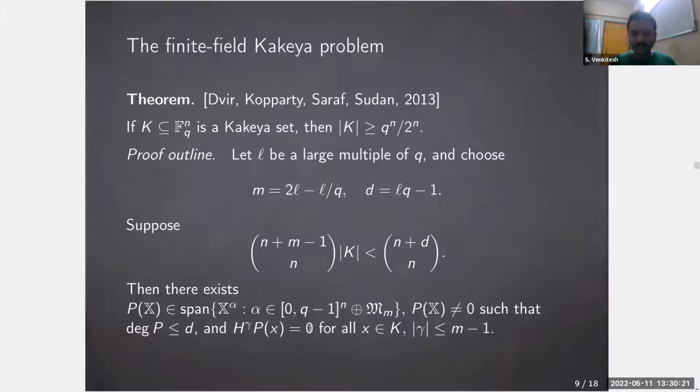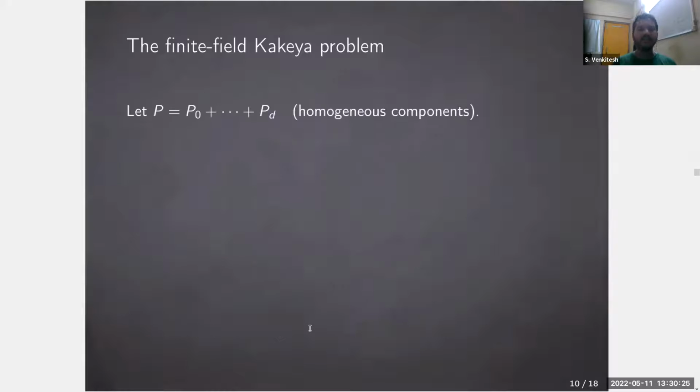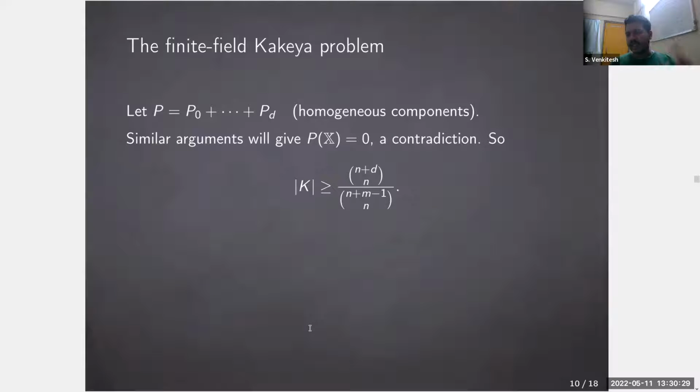All right. How does this help us? Once again, the rest of the proof is fairly similar. You divide the polynomial into its homogeneous components, restrict it to a line, and so on. So I'm skipping those similar arguments. You'll get a contradiction. You'll be able to conclude that the polynomial is in fact the zero polynomial, contradicting the initial assumption. Therefore, the size of this Kakeya set must be at least this ratio, n plus d choose n by n plus n minus 1 choose n.